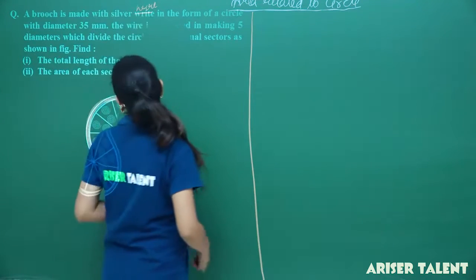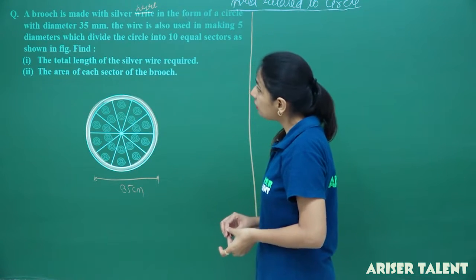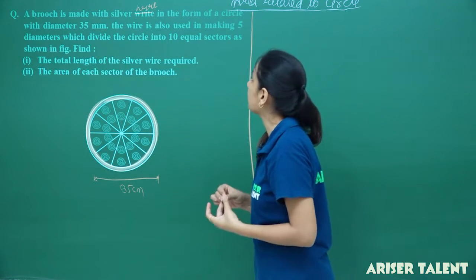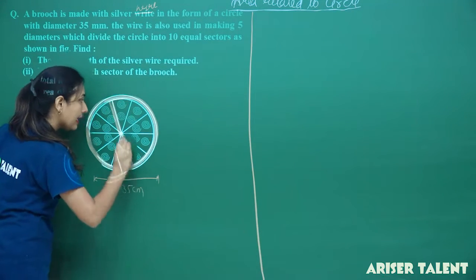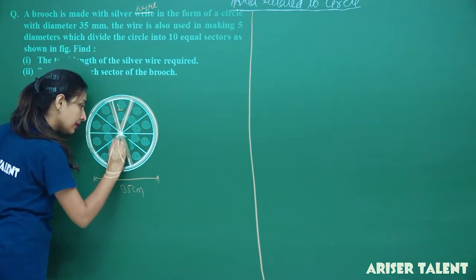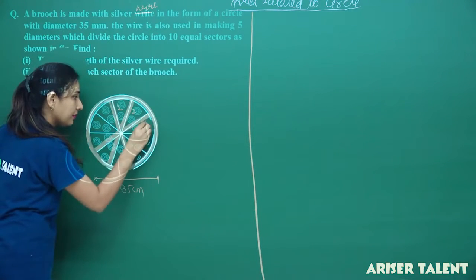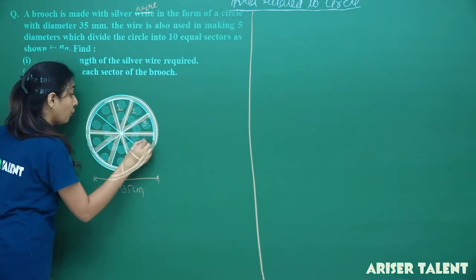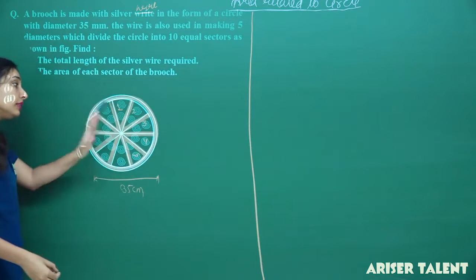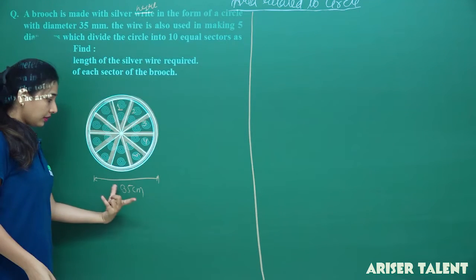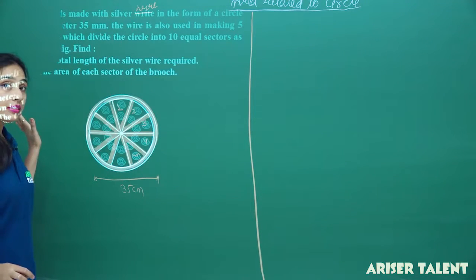Now it's saying that the wire is also used in making 5 diameters which divide the circle into 10 equal sectors. So 5 diameters, that means all these are diameters. Let me count them: first one, second one, third one, fourth one, and the last and final, fifth one. So all these 5 diameters are 35 centimeters.